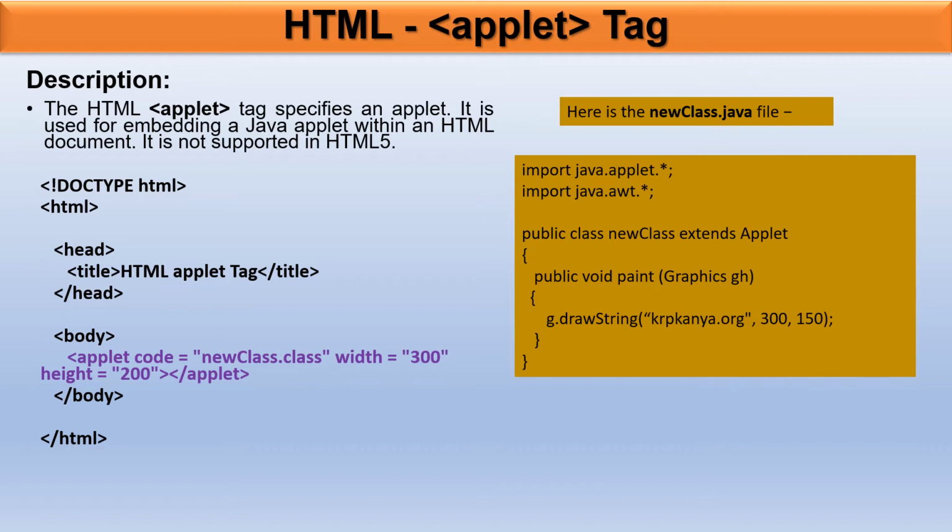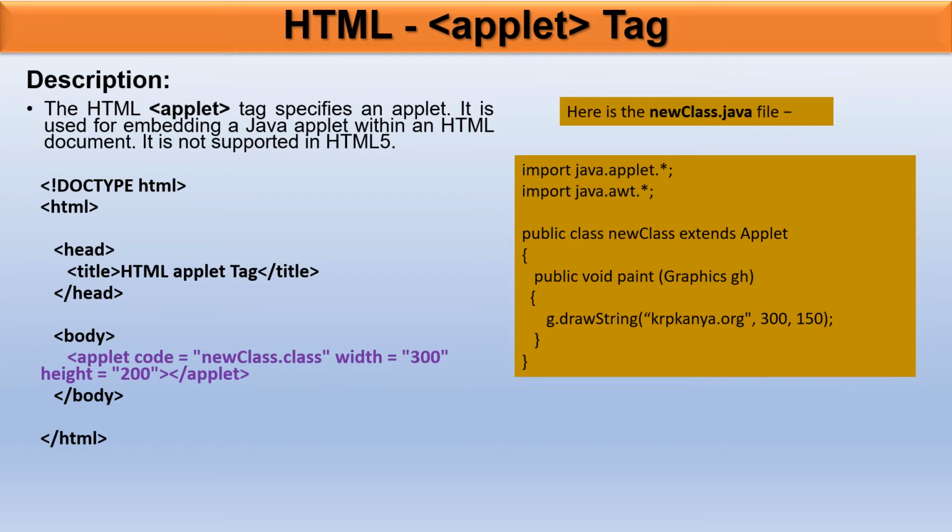Now what is there in this tag, which is specified here with the purple color? That is applet code equals, in double quotation, new class dot class, then width equals 300, height equals 200, and this applet is ended with slash applet. This is the tag which is produced and given here for the HTML document.